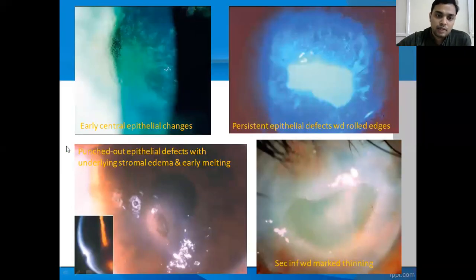So this picture shows early central epithelial changes. This is followed by a persistent epithelial defect with rolled out edges, that is nothing but heaped out edges. You can see the horizontal oval shaped ulcer, which is mainly situated at the lower half of the cornea. Punched out epithelial defects with underlying stromal edema and melting of the cornea.